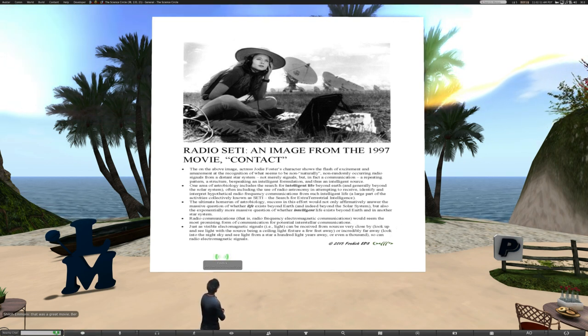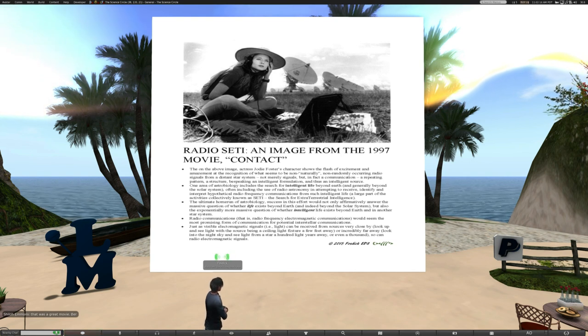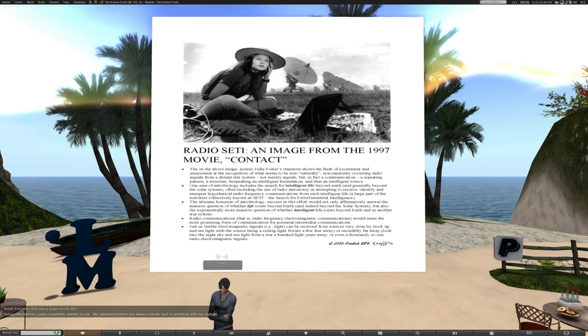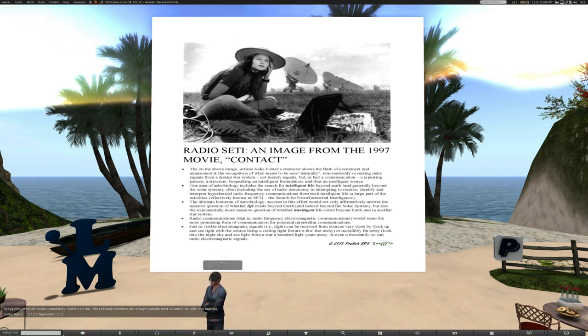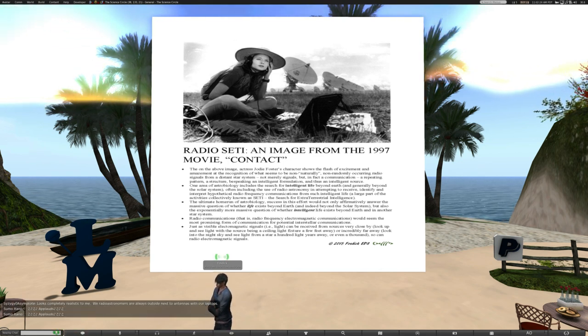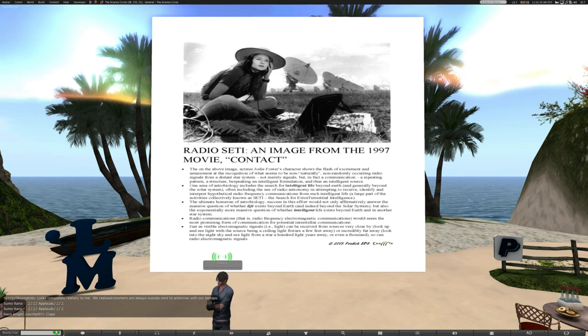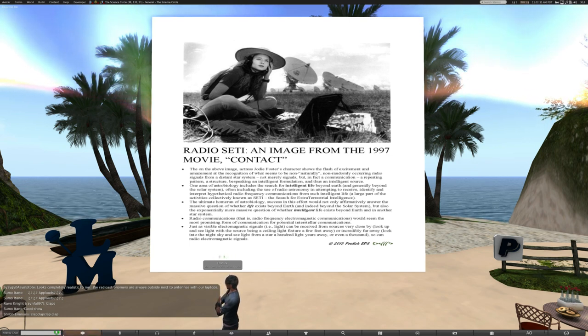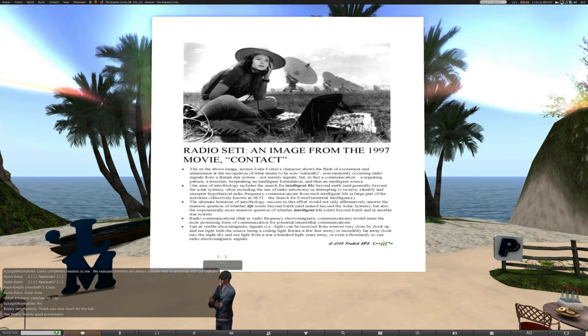Alright, so it's after 2 o'clock, so I guess I'll stop with the presentation as such. Yeah, it looks completely realistic to me. We radio astronomers are always outside next to antennas. Syzygy, have you actually done radio astronomy? That's fascinating.